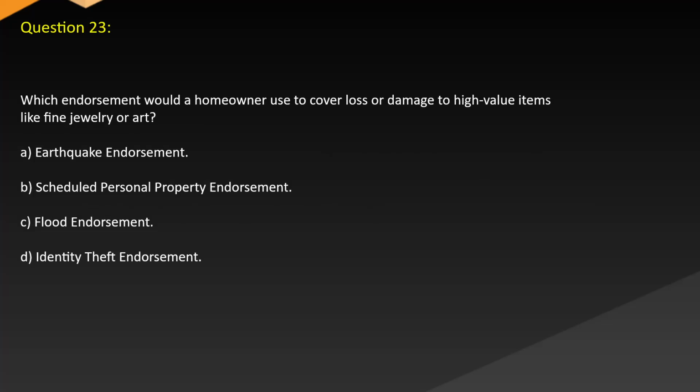Question 23. Which endorsement would a homeowner use to cover loss or damage to high-value items like fine jewelry or art? A. Earthquake endorsement. B. Scheduled personal property endorsement. C. Flood endorsement. D. Identity theft endorsement.